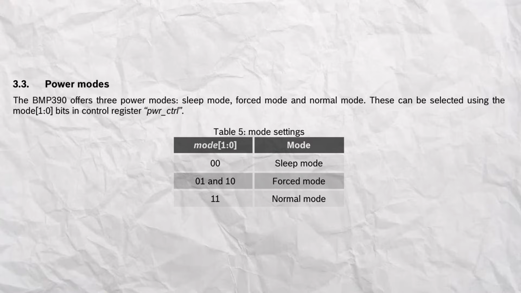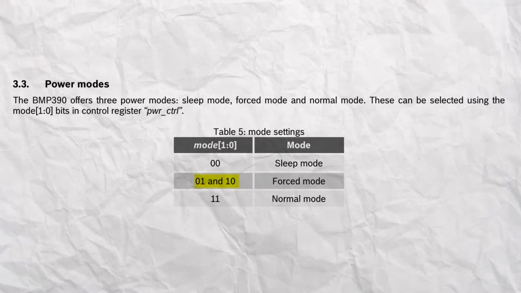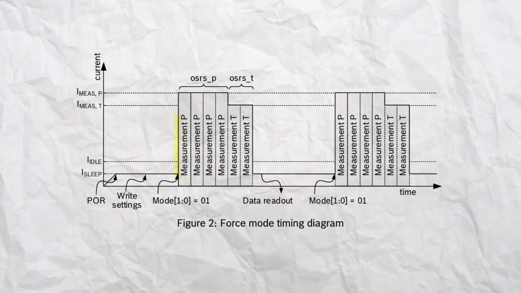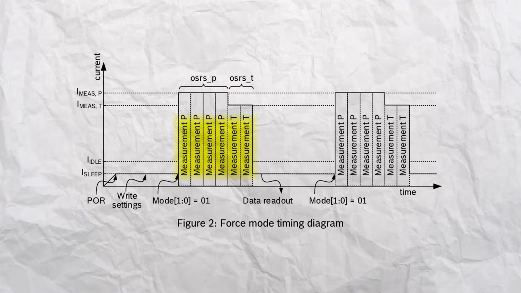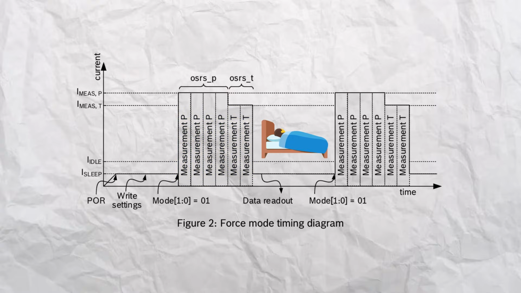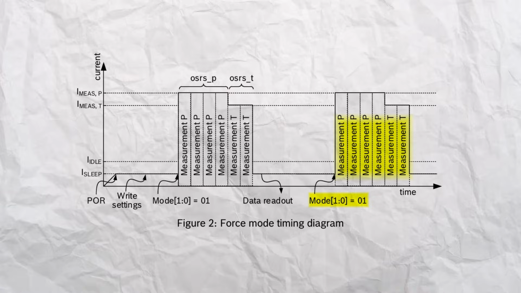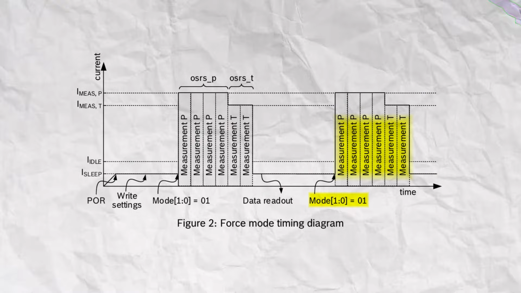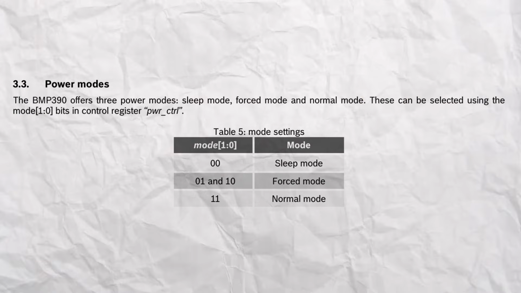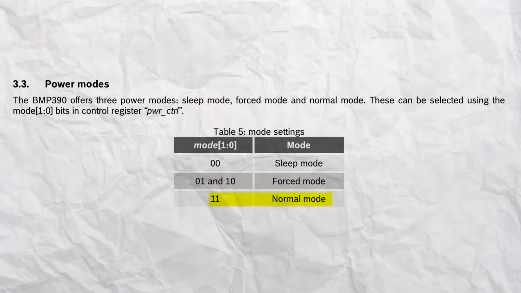The forced mode is selected by either writing 01 or 10 to the mode bits in the power control register. In forced mode, a single measurement is performed. After performing a single measurement, the sensor goes back to sleep mode. For the next measurement, the forced mode has to be reselected by writing to the mode bits in the power control register. The third mode is the normal mode. The normal mode is selected by writing 11 to the mode bits in the power control register.